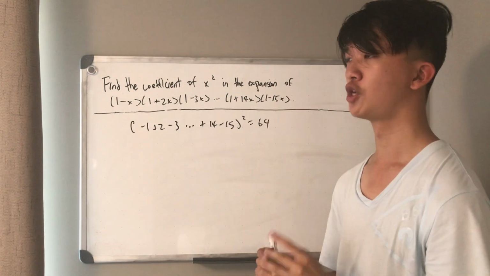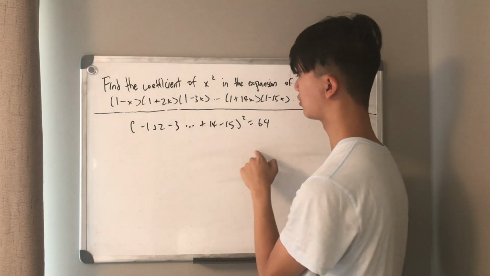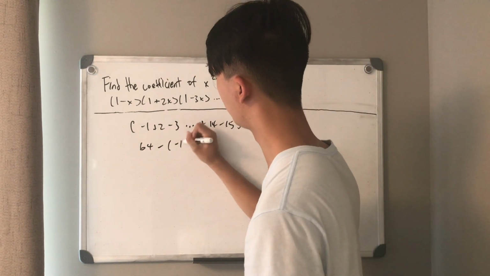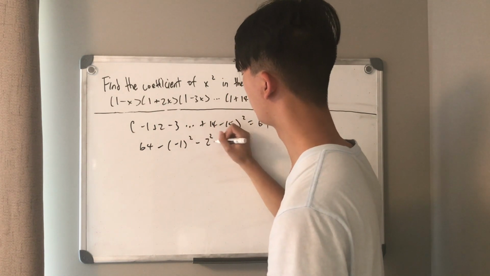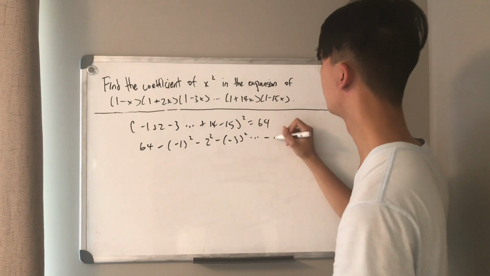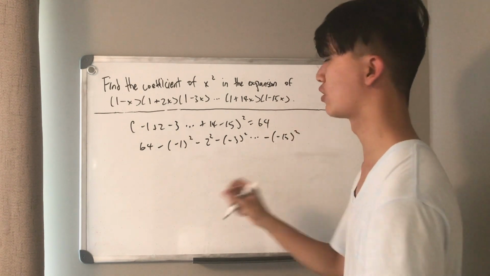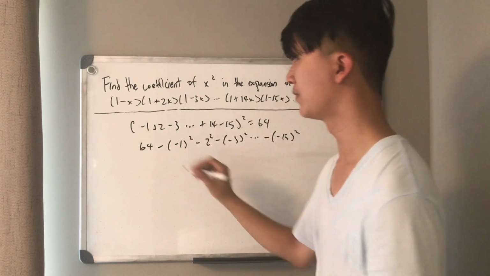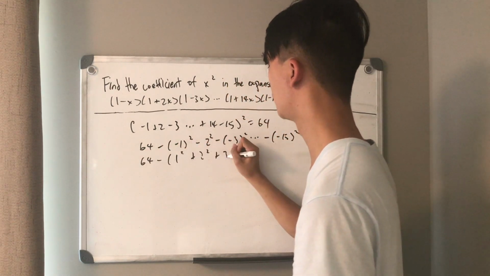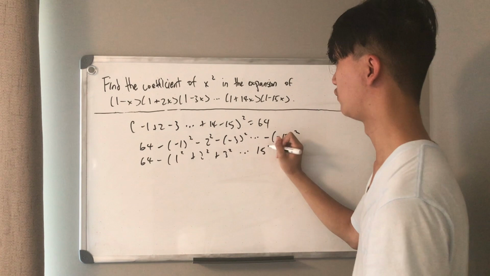So now I'm going to move this to the top, and then we're going to look at the things that we overcounted. So we're going to subtract the squares of all of these numbers from 64. So we're going to have 64 minus (-1) squared, minus 2 squared, minus (-3) squared, all the way to minus (-15) squared. Now of course, (-1) squared is the same as 1 squared. So we have 64 minus (1 squared + 2 squared + 3 squared, all the way to 15 squared).